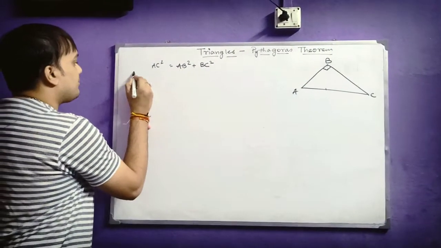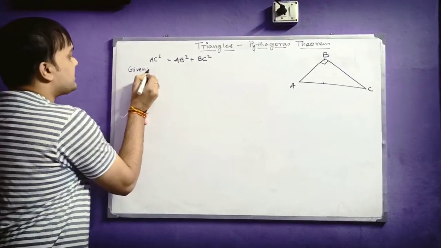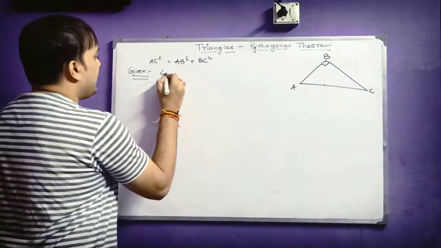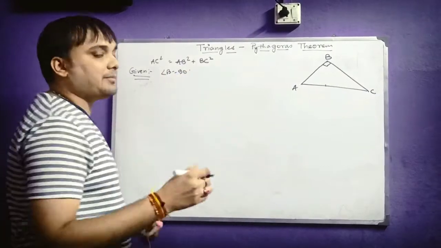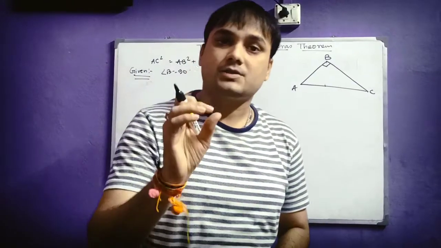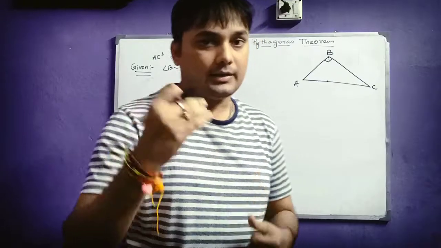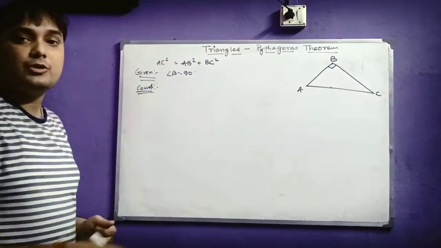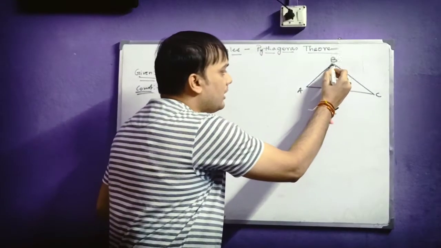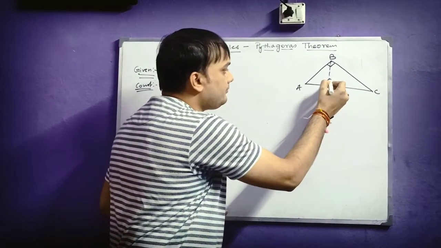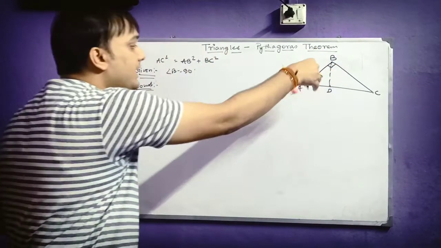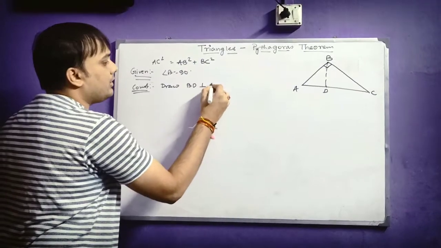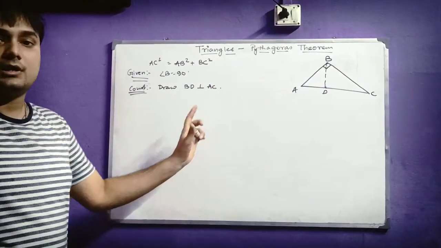So the most important statement which is given here is only one thing which I know, which is angle B is equal to 90 degree. That means this triangle is a right angle triangle. This is the only information which is known to me. The second is construction. One construction we need to do here, that is we need to draw a perpendicular BD on AC. Draw perpendicular BD on AC. So this is the only construction which we need to do.